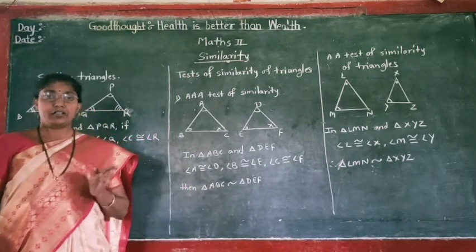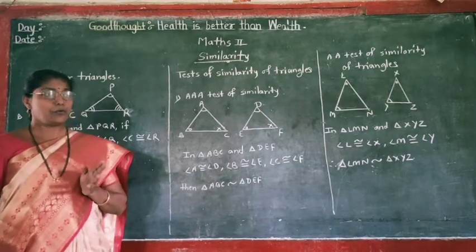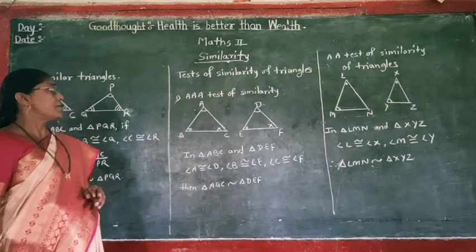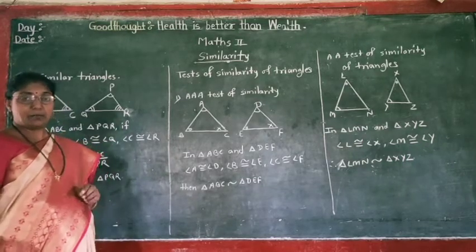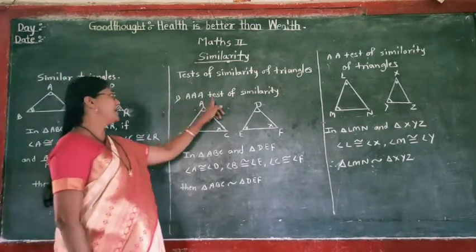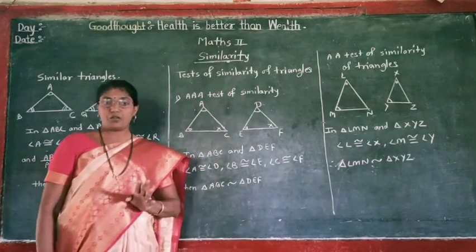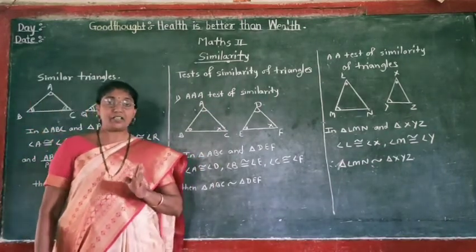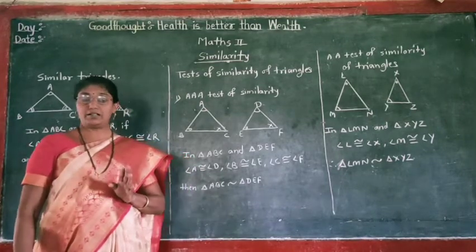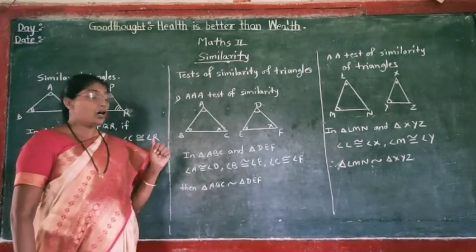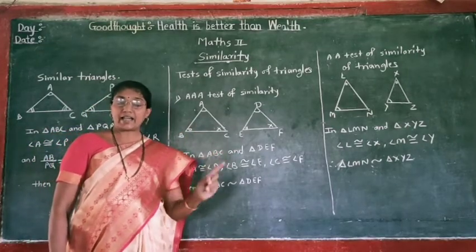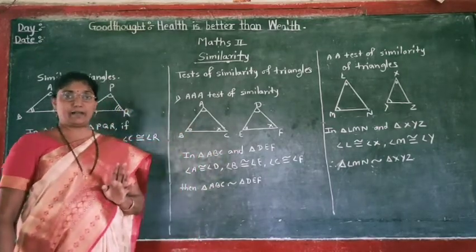Which test shall we use? Now, the tests of similarity of two triangles. The first test is the AA test of similarity. For a given correspondence between the vertices of two triangles, if the corresponding angles are congruent, then the triangles are said to be similar triangles.